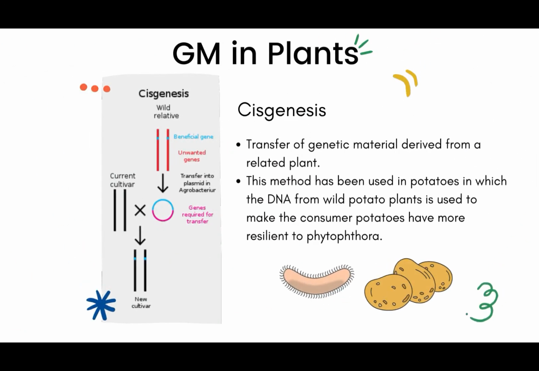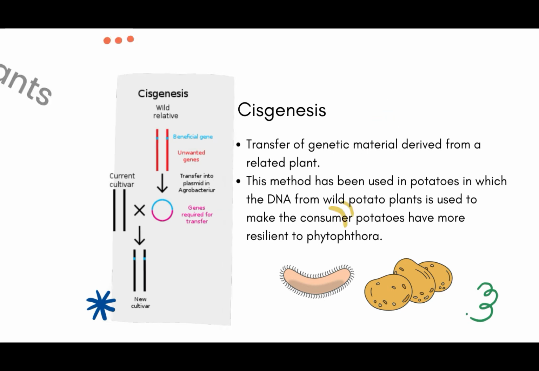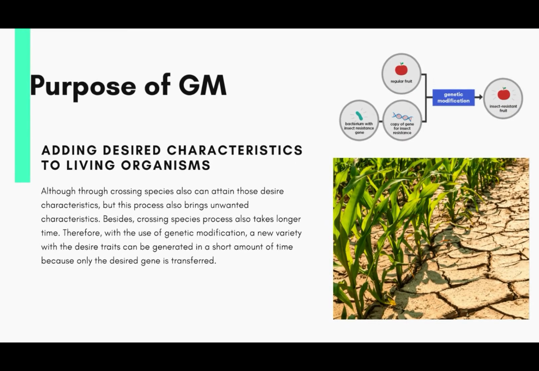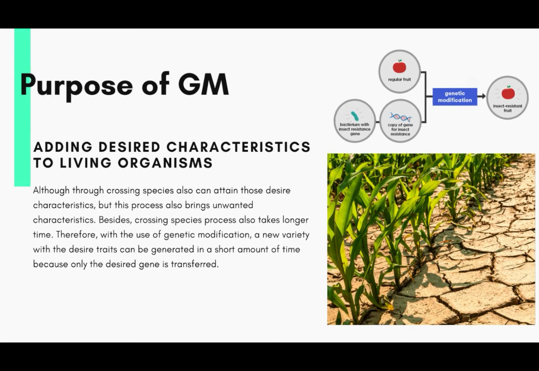So, what is cisgenesis? Cisgenesis is the transfer of genetic material derived from a related plant. This method has been used in potatoes, in which DNA from wild potato plants is used to make consumer potatoes more resilient to Phytophthora. Meanwhile, transgenesis is the transfer of genetic material from unrelated species. The purpose of genetic modification is to add desired characteristics to living organisms.